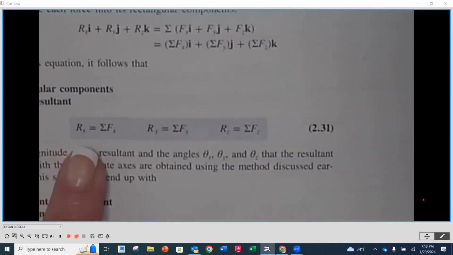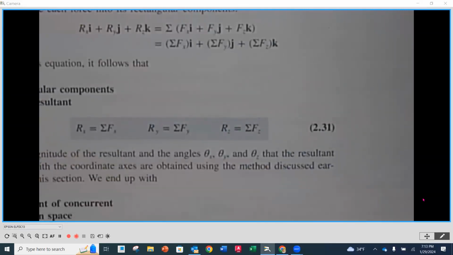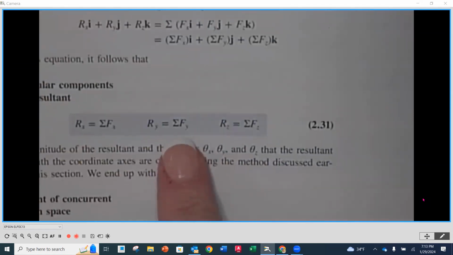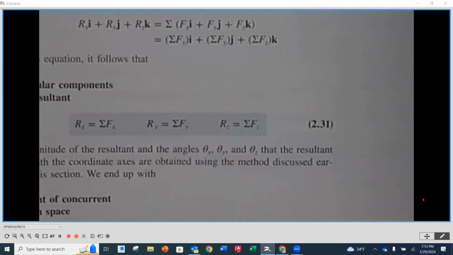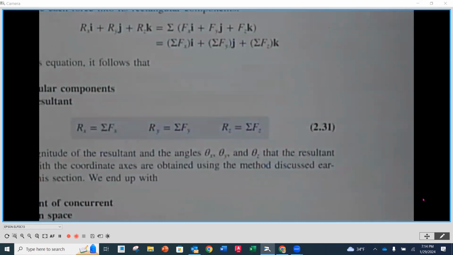So the resultant x component of a force in space is going to be summing all of those forces in the x direction. When you have multiple forces, you need to look at each one of their x values. Then do the same thing in the y. The resultant y component is going to be summing up each one of the y components of each one of those forces in space, and then the z. So we stopped at x and y before. Now we're simply adding in the z.